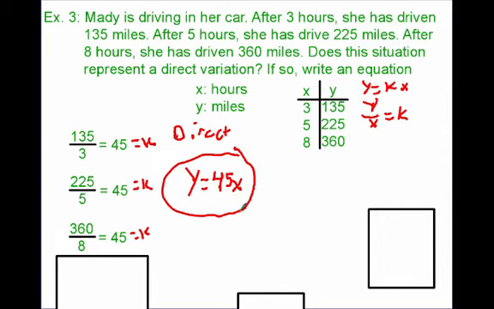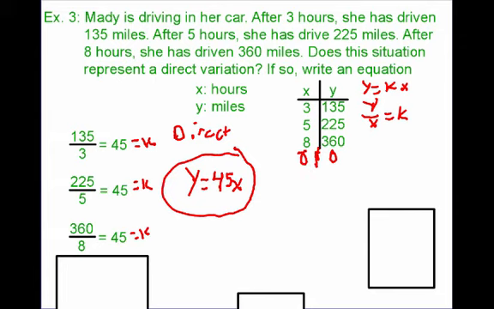So we can predict this. For any number of hours, I can tell you how many miles she's gone. And we know a direct variation has to contain the point 0, 0. Well, let's test that. If I plug in 0 for x, 45 times 0 is 0, so this does, in fact, include the point 0, 0.